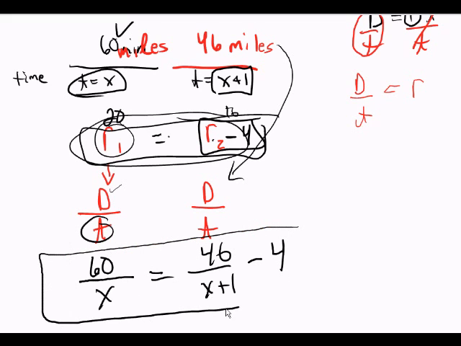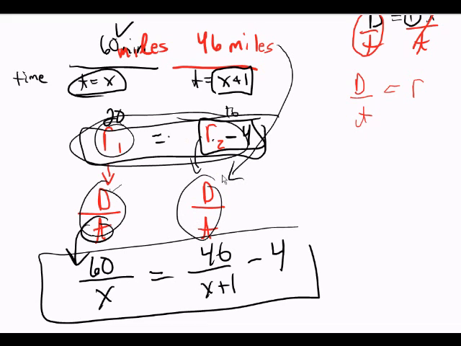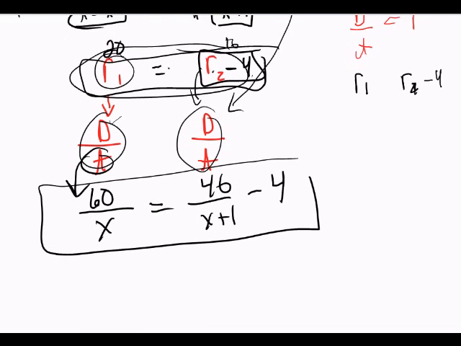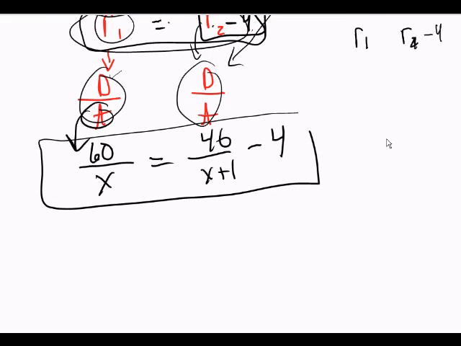So all we have to do is put a minus 4 here, and we can say these equal. Since this is the speed, distance over t. This is the speed for the second, distance over t. This speed is 4 slower. The speed of 1 was r, the speed of 2 was r minus 4. And then we solve for x. So this is the equation we get, and we just solve for x.